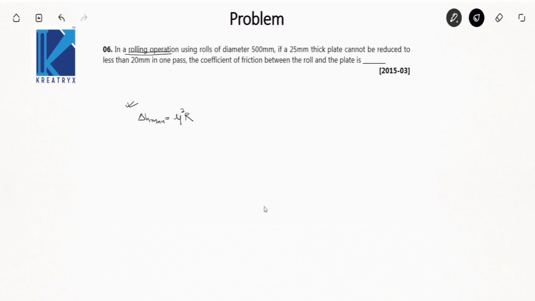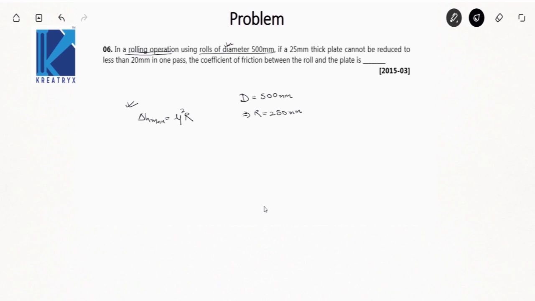Now coming back to the question, it is saying the roll is of dia 500 mm. Please keep in mind that they have clearly mentioned that this is dia. So dia is 500 mm. So what would be the radius? It would be 250 mm. That's why I always say to write all the data. It will help you in making fewer mistakes.